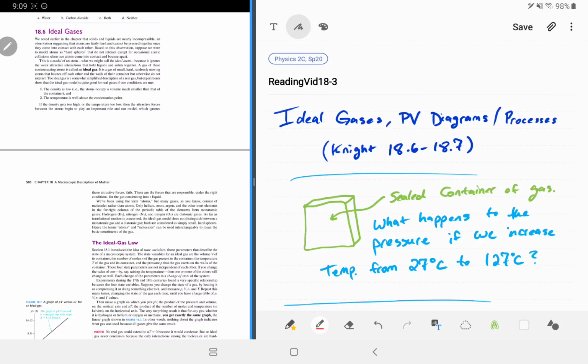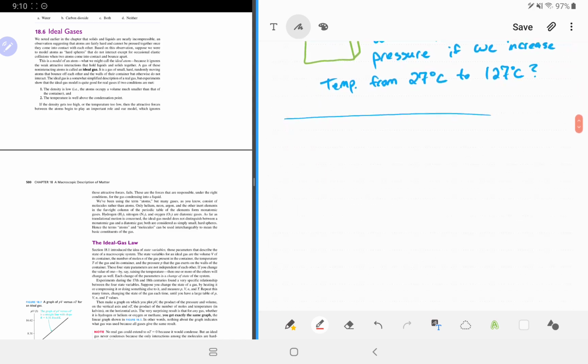At the end of the chapter, we're going to introduce the ideal gas law, and really the focus is to concentrate on PV diagrams. PV diagrams are the way in which we're going to describe a lot of processes involving gases for the next few chapters. They'll be really useful for us.